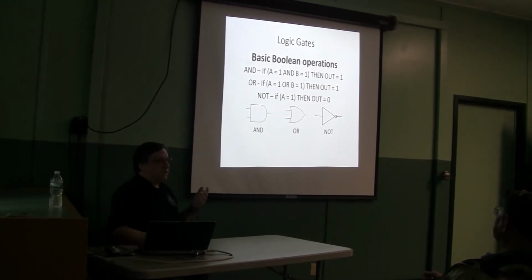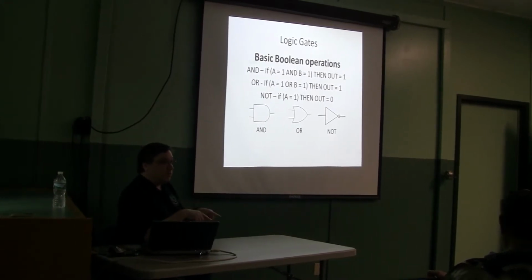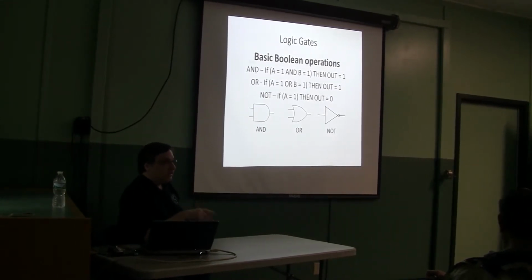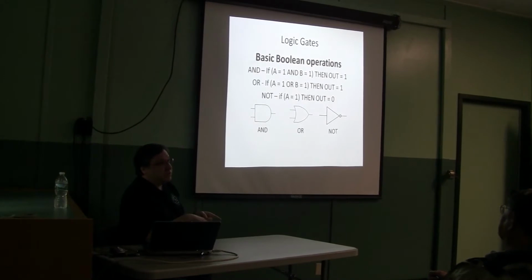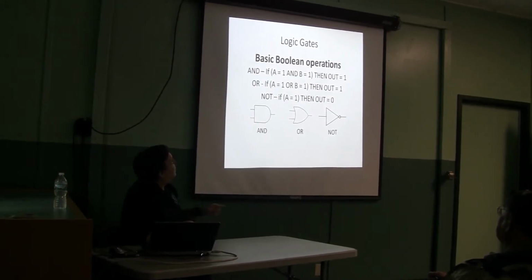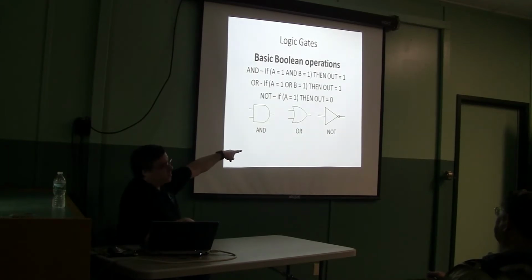An AND gate would look at both inputs and say if both of them are on, then the output is on. If either of the inputs is off, then the output is off. An OR gate would say if either of the inputs or both of the inputs is on, then the output is on. Only if both of the inputs are off would the output be off.